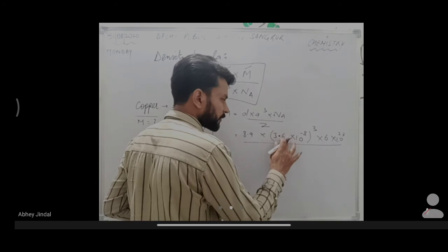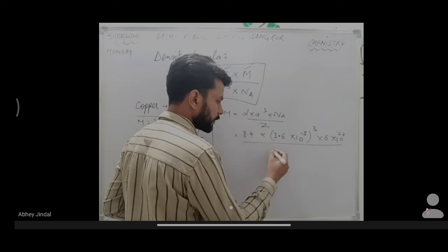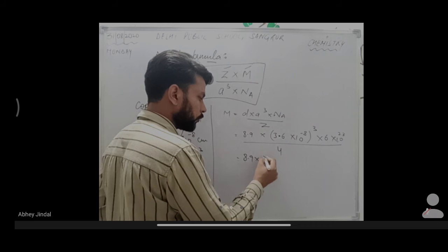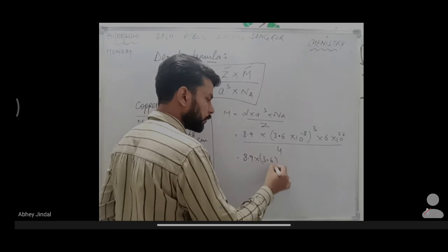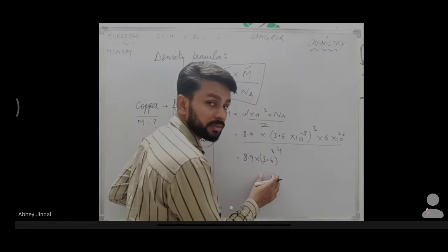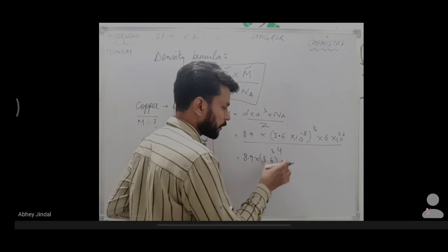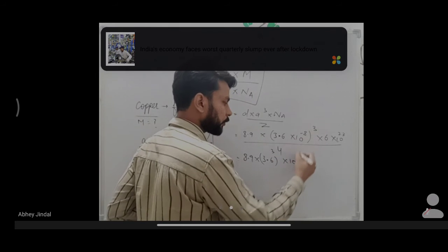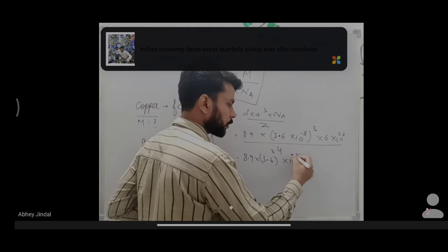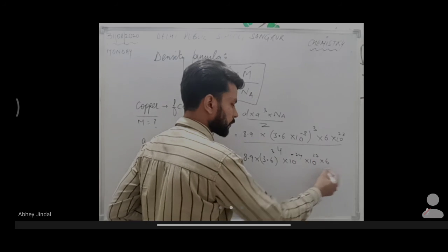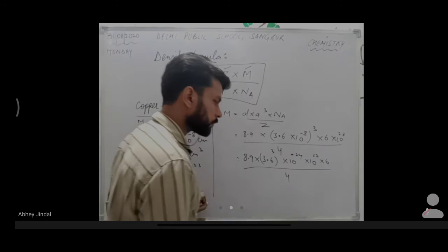Or we can say 1 also. Okay. Next one is Z, that is 4 for FCC. So 8.9 into 3.6 cube. You can cube it also easily, but it is difficult to cube the 3.608, so it can be easy for taking cube of this. Into 10 raised to power 8 is 24, minus 24 into 10 raised to power 23 into 6 upon 4.